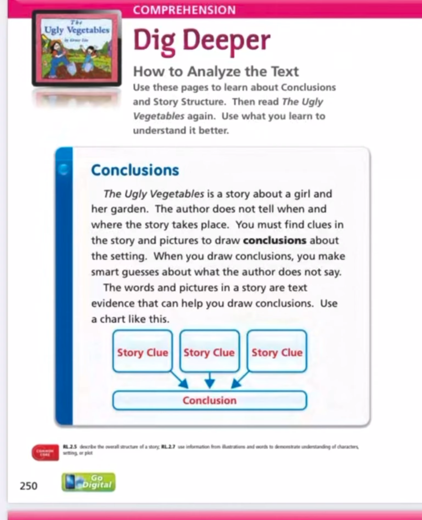Conclusions. The Ugly Vegetables is a story about a girl and her garden. The author does not tell when and where the story takes place. You must find clues in the story and pictures to draw conclusions about the setting. When you draw conclusions, you make smart guesses about what the author does not say. The words and pictures in a story are text evidence that can help you draw conclusions. Use a chart like this. Story clue, conclusion.